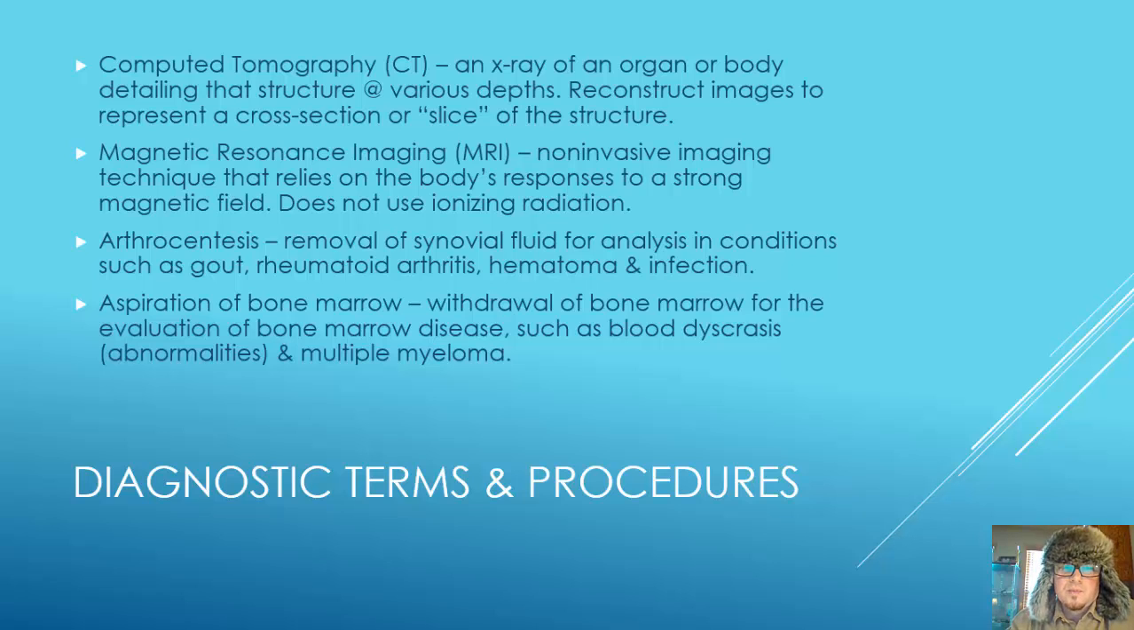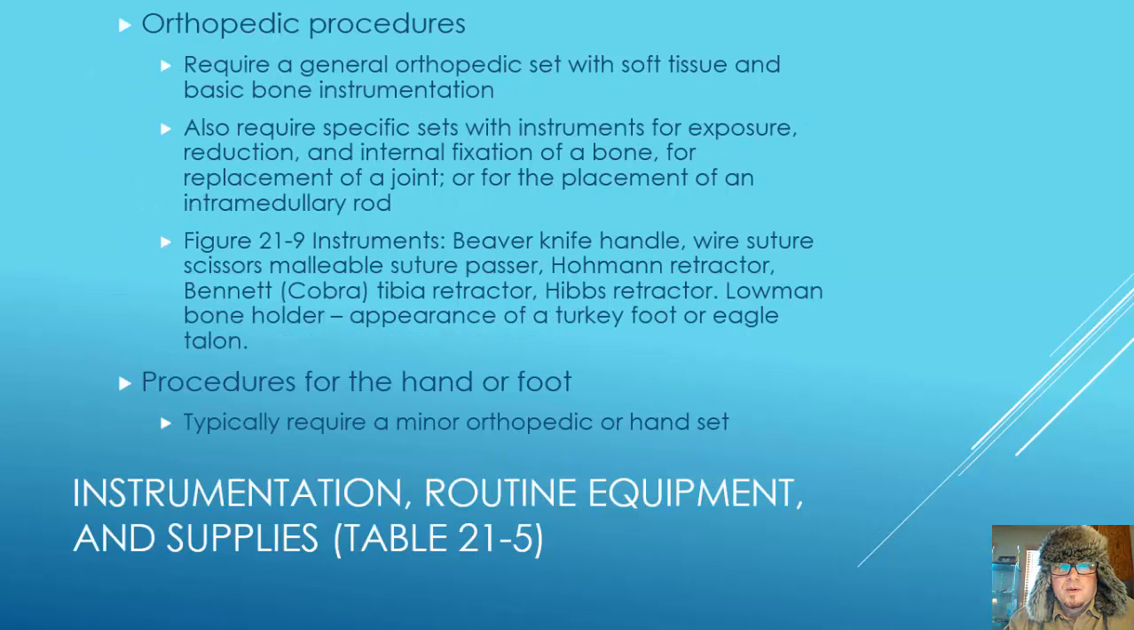Aspiration of bone marrow, again we're looking for multiple myeloma or some type of disease that's occurring through the bone marrow. We're going to use general orthopedic instruments for the soft tissue. There's lots of different kinds of bone instruments, but the common ones that we go over in class are what you see in your setups: Holman retractors, Bennett's, some places call Holman's, and Bennett's Cobras. Also, in your book there's a Lohman bone holder, and that looks like an eagle talon or a turkey foot, kind of a cool looking retractor.